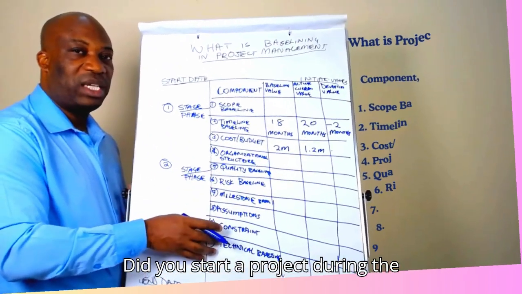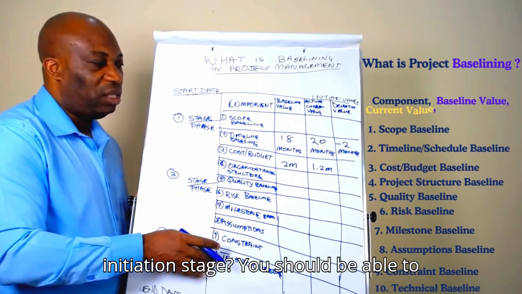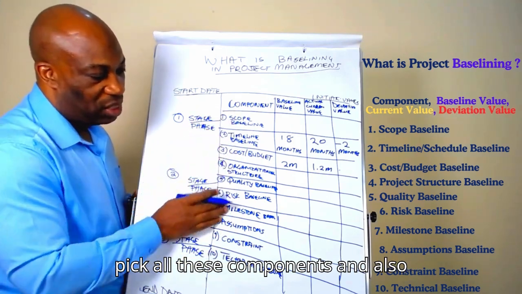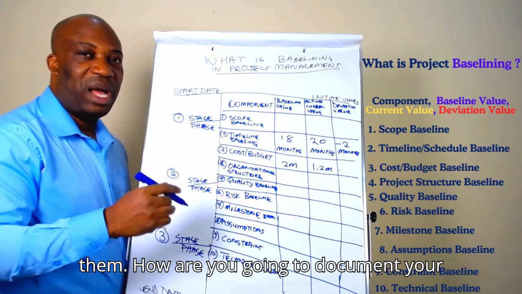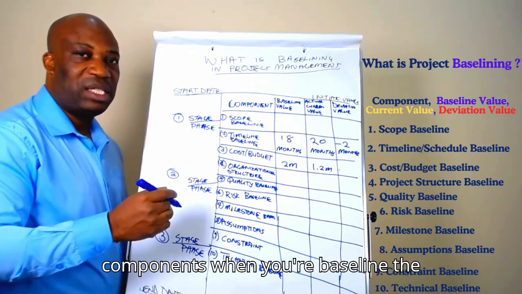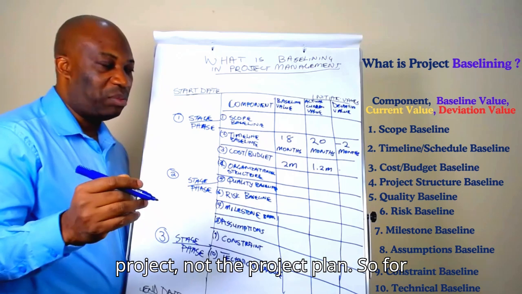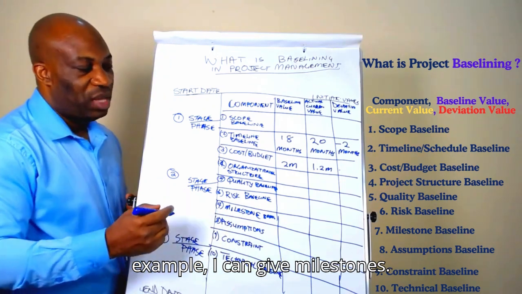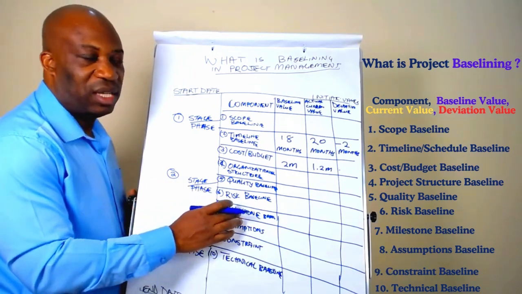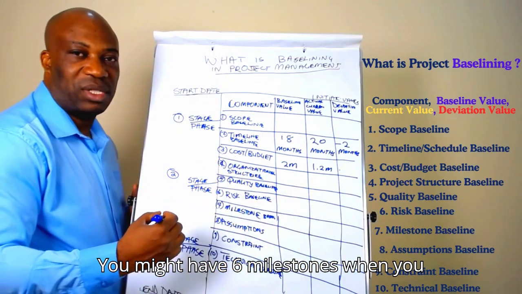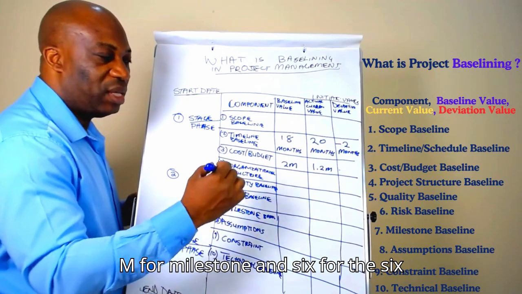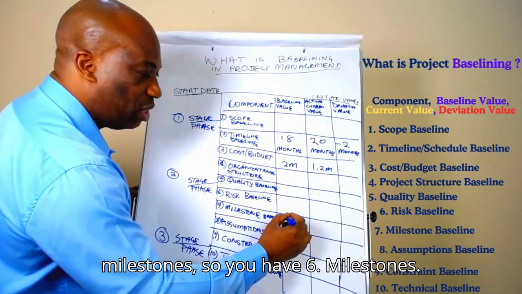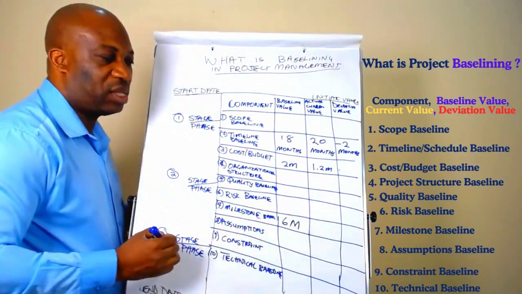As you start your project, during the initiation stage, you should be able to pick all these components and also identify how are you going to measure them, how are you going to document your components when you're baselining the project, not the project plan. So, for example, I can give milestones. You might have 6 milestones when you baseline the project. So I'm going to use M for milestone and 6 for the 6 milestones. So you have 6 milestones, okay?